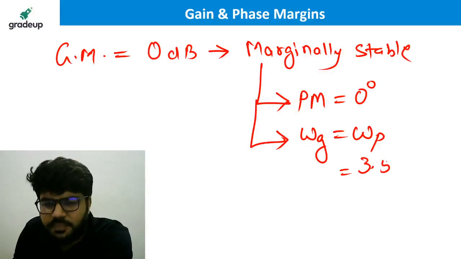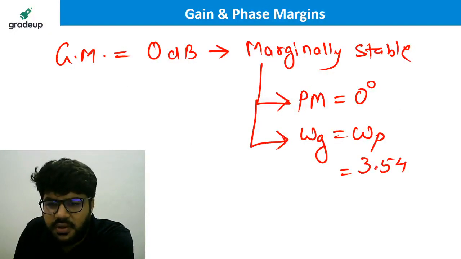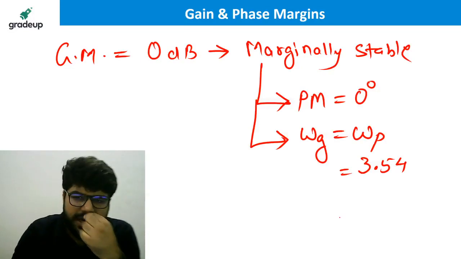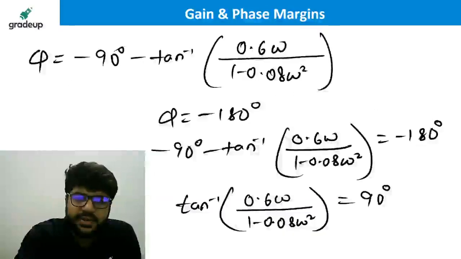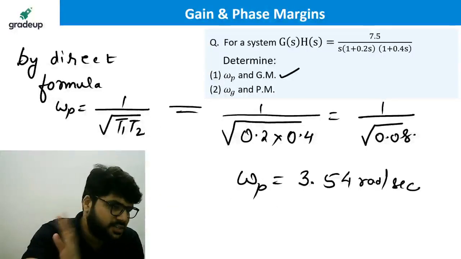3.54. That automatically follows. So the second question is also done. That is just by our conclusion. The second question was, find omega g and phase margin. That is also done.